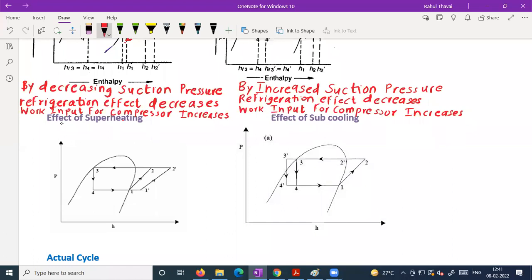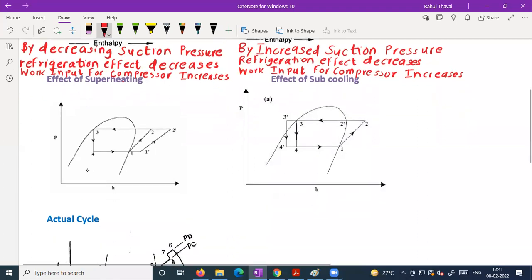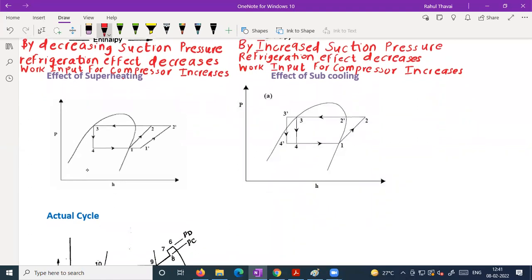Effect of superheating. What happens with the superheating? Try to understand. Our initial cycle, as I told you, is 1, 2, 3, 4. Now I will superheat it. So my point 1 becomes 1 dash and 2 becomes 2 dash.